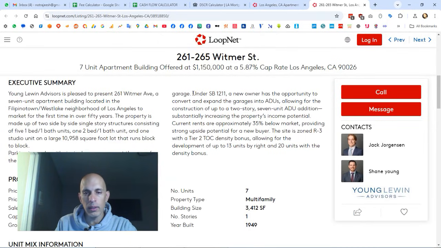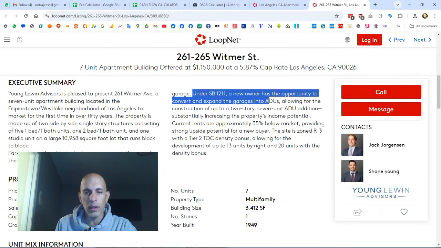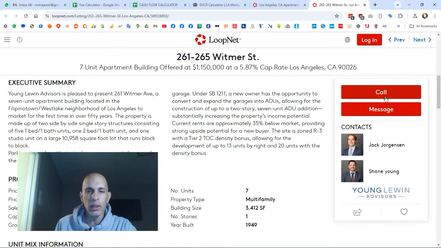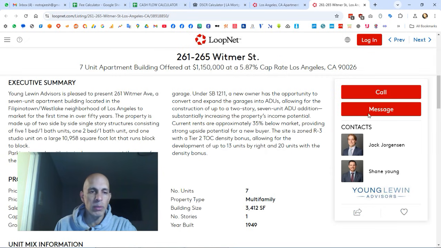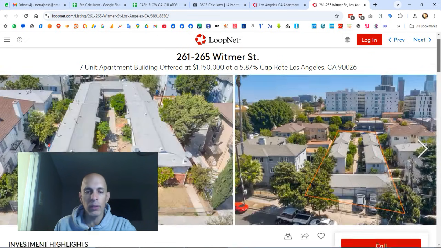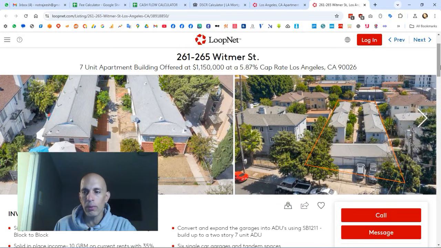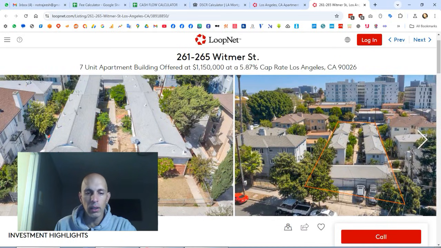I like what it says here. Owner has the opportunity to convert and expand garages into ADUs, so you can add more units there, which is pretty awesome. You can go up to 13 units by right without a need to get a permit, and 20 units with the density bonus. So this is a really sweet deal, but we're just going to focus on the cash flow here.